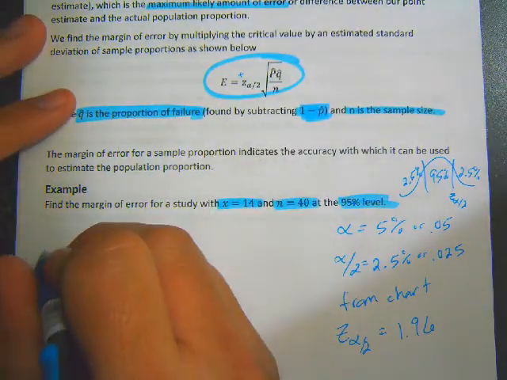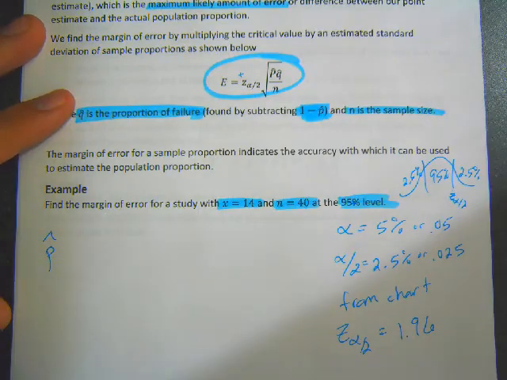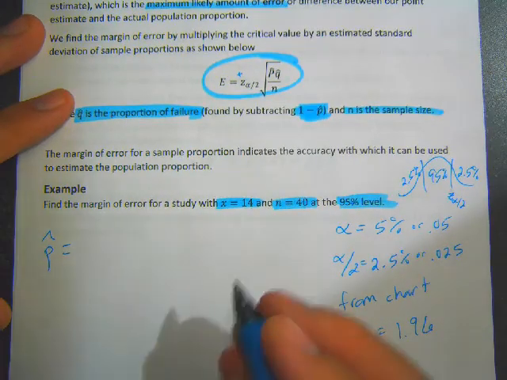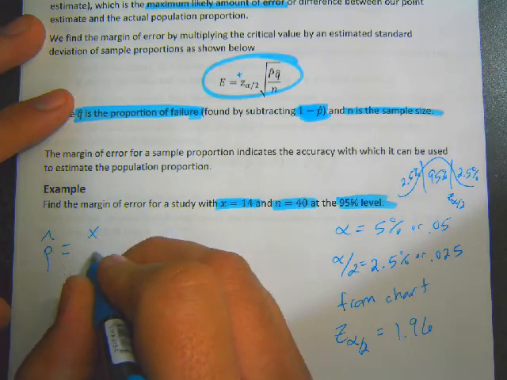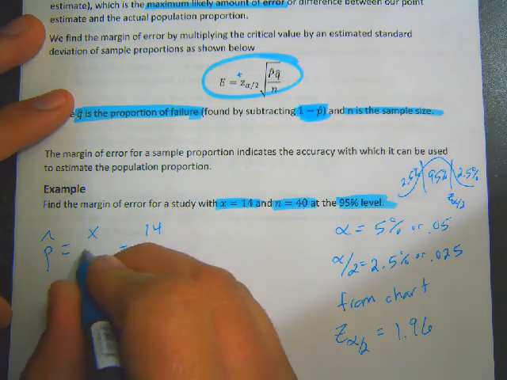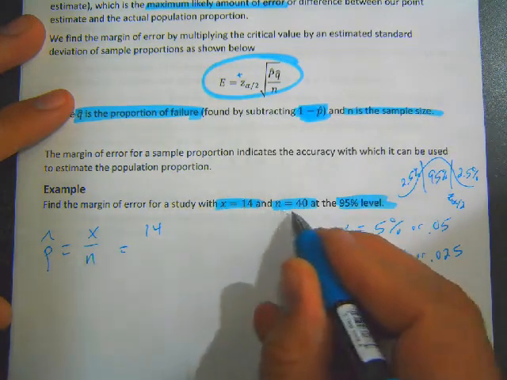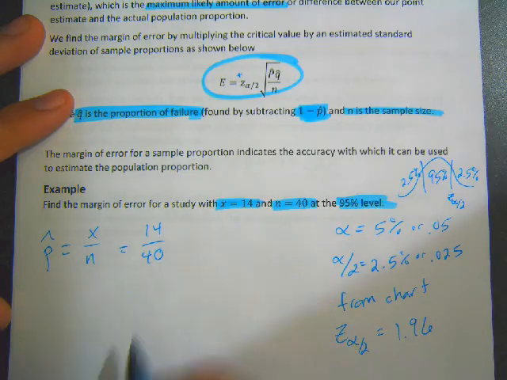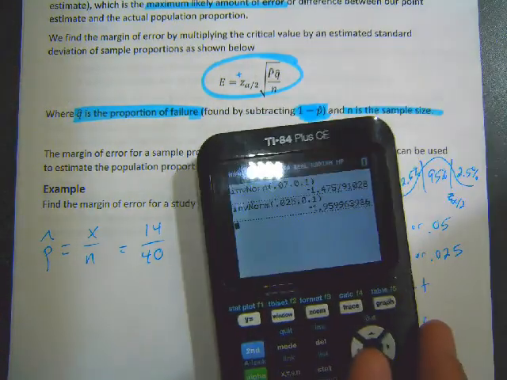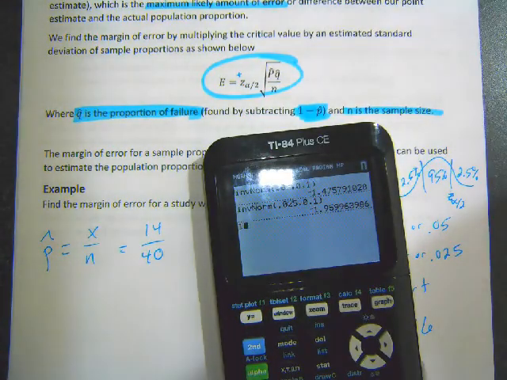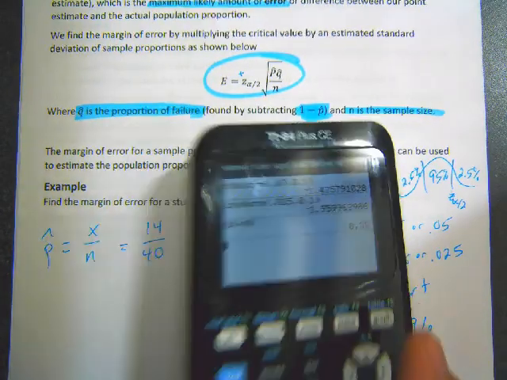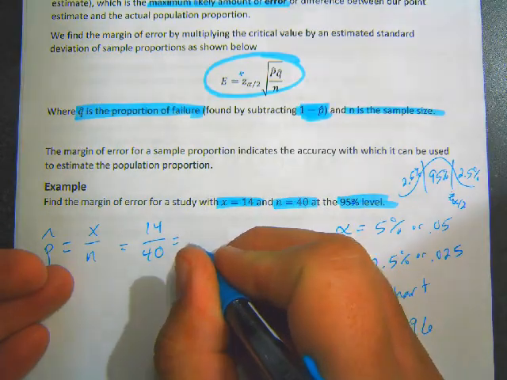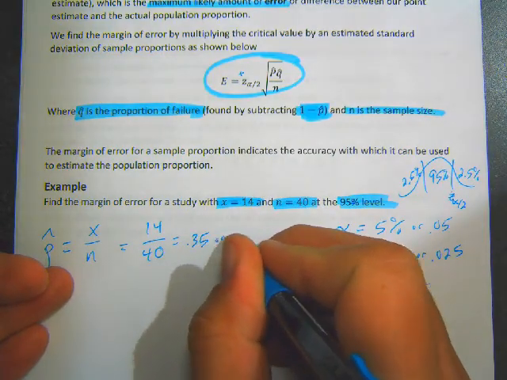Other things we need: we need p hat. But remember, the proportion you can always find by taking the number of successes, x, which is 14, over the number sampled, n, which in this case was 40. So by doing 14 over 40, we can find the proportion. This is the sample proportion, the percentage from our sample. So our sample had a percentage of 35%, so this would be 0.35 or 35%.